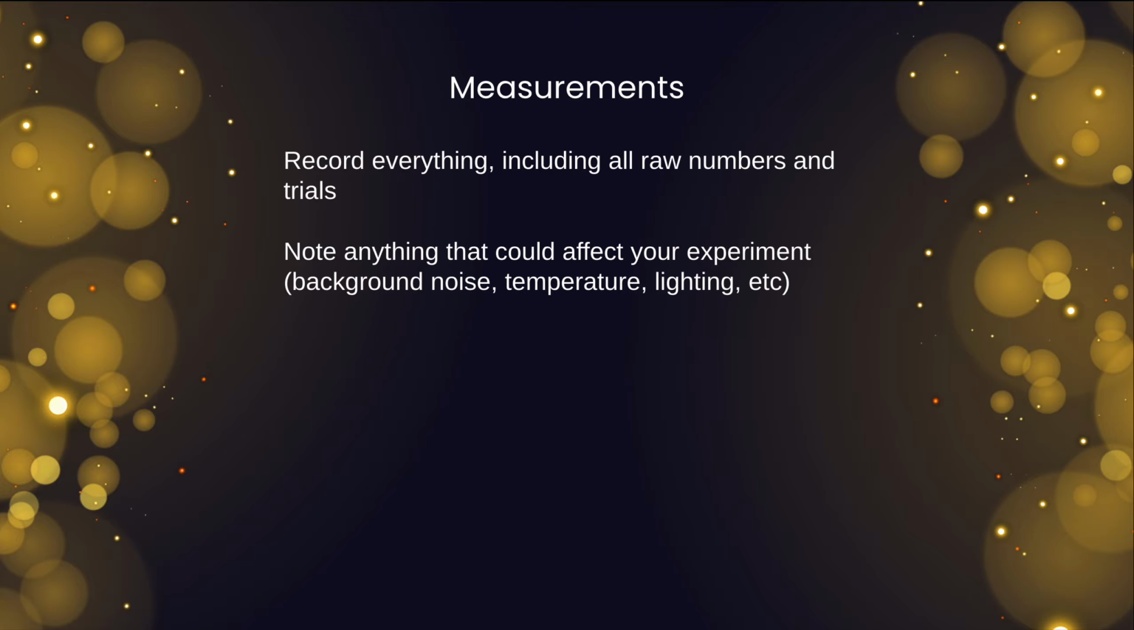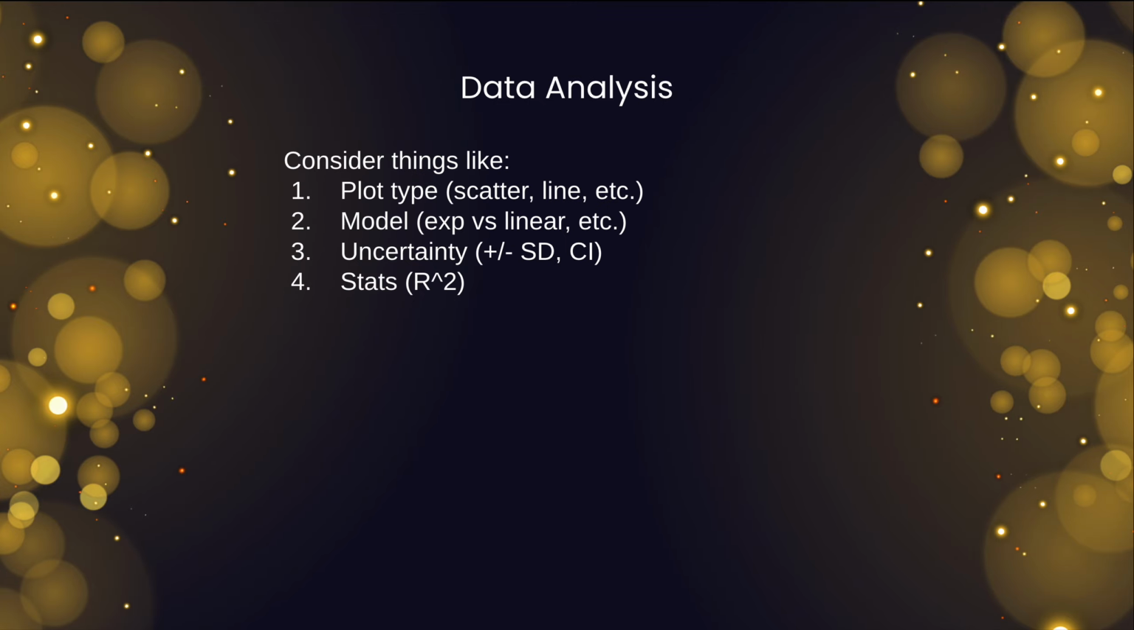Taking measurements can be pretty difficult. Make sure to record raw numbers. Don't round anything. You want to keep your significant digits. If you lose them, then the accuracy of your experiment goes down, and you should report that in the next section. You also want to note down anything you think could be affecting your experiment, which is important to talk about later in your interpretation and analysis section. So things like background noise, temperature, or lighting that could affect your experiment, you should note down when you're taking measurements.